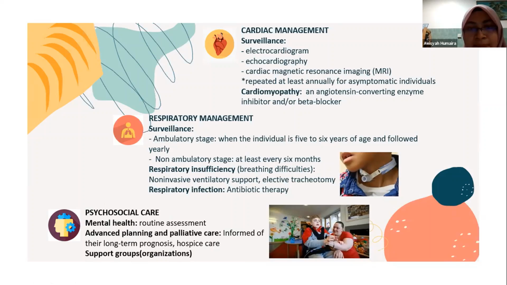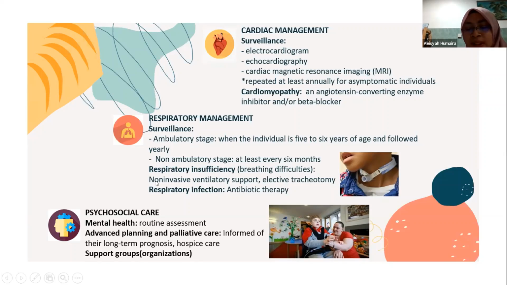For respiratory management, we monitor the patient at the ambulatory stage when the patient is 5 to 6 years of age, and monitor them yearly. For the non-ambulatory patient, monitoring is at least every 6 months. If the patient has respiratory insufficiency, they need non-invasive ventilatory support or elective tracheotomy. And if the patient has a respiratory infection, they can get antibiotic therapy.